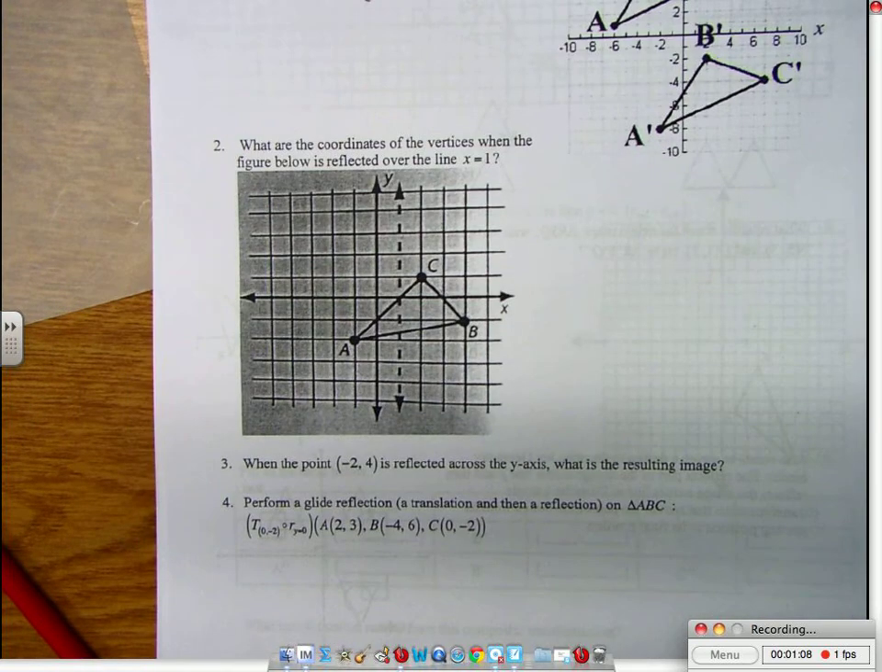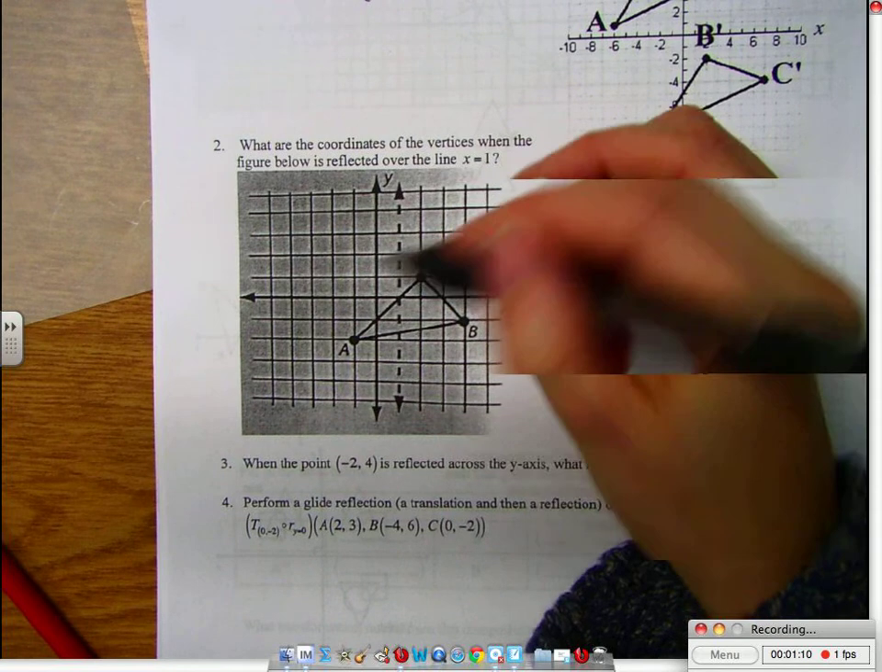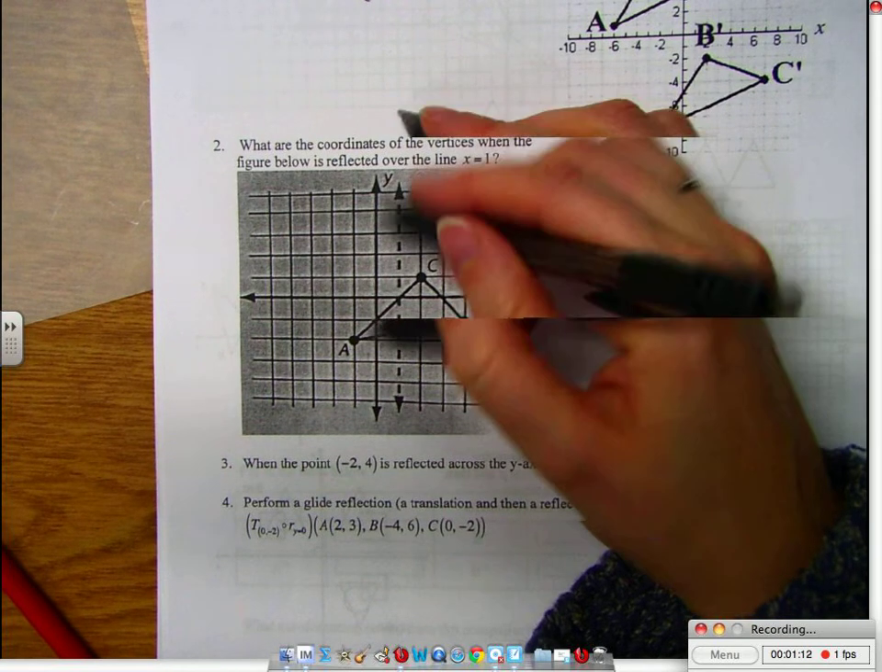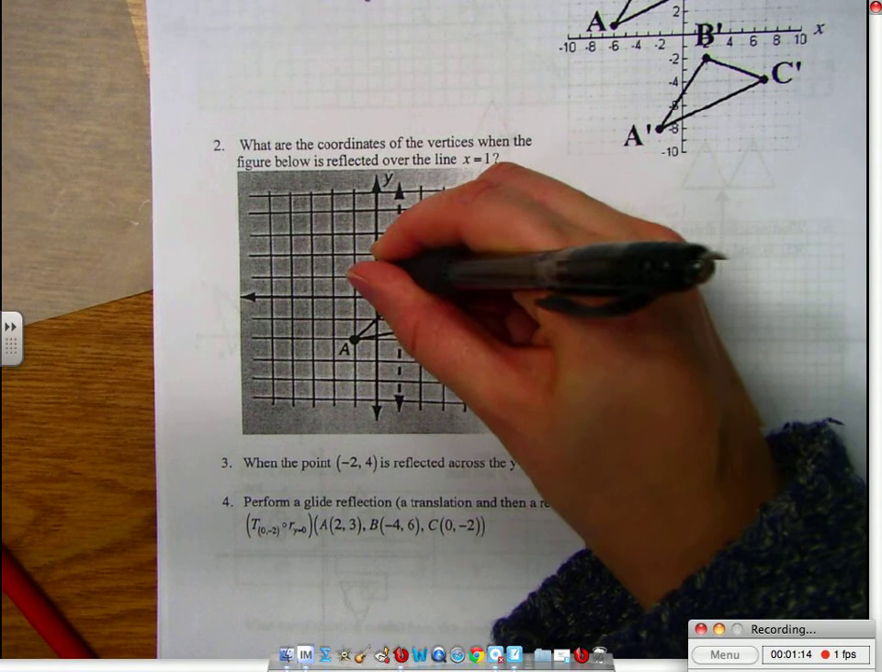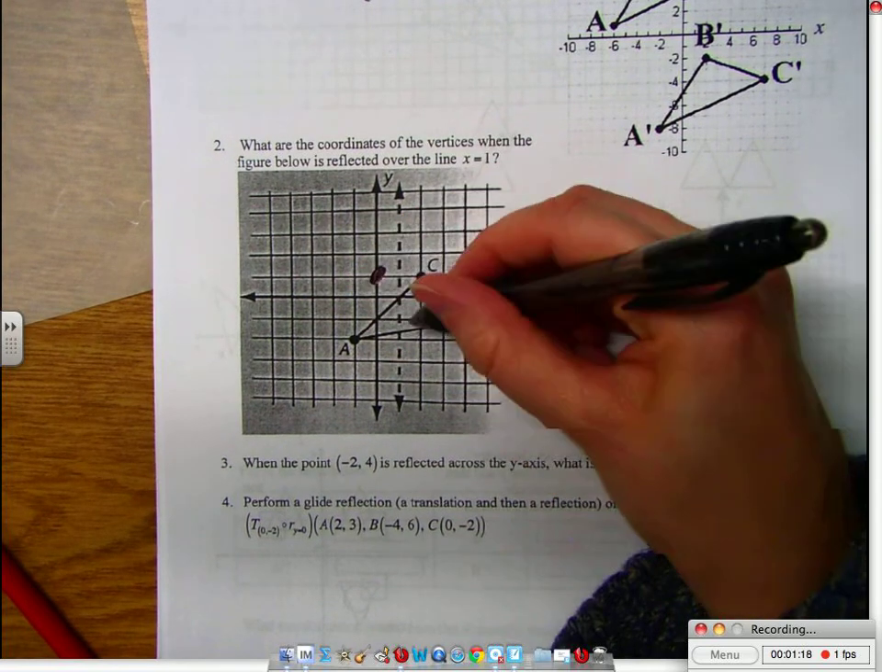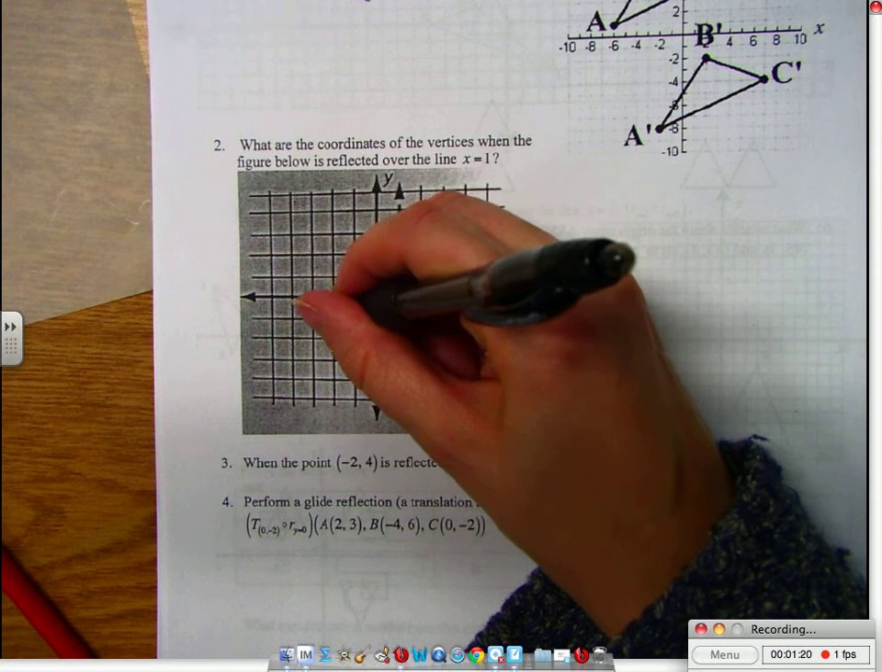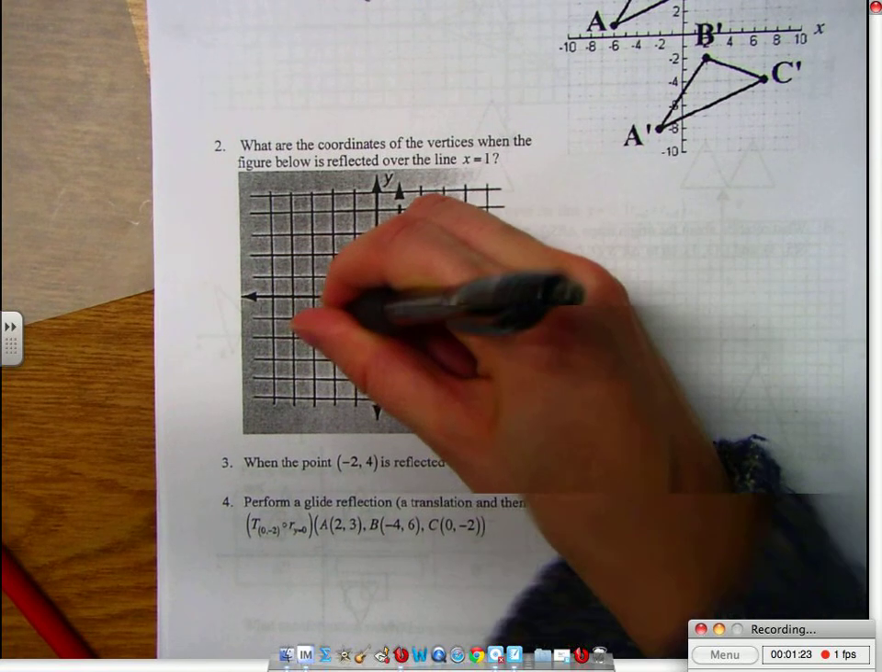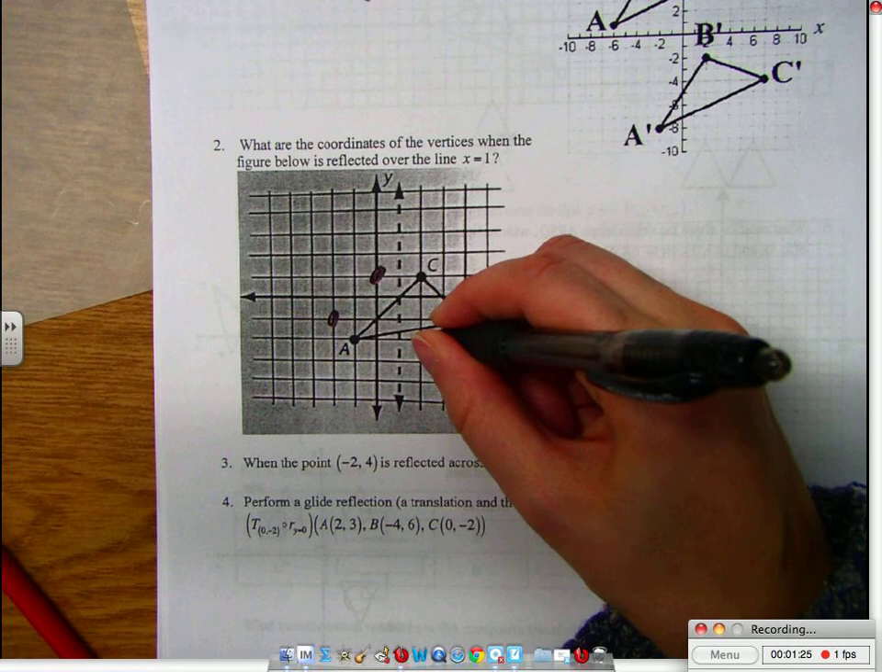All right, number 2. Sorry that this is so dark. I'm going to reflect over x equals 1, and it's that dotted line right there. So I know C is 1 away, so I put 1 away on the other side. B is 3, so I go 1, 2, 3. A is 2, so it's 2 on the other side.